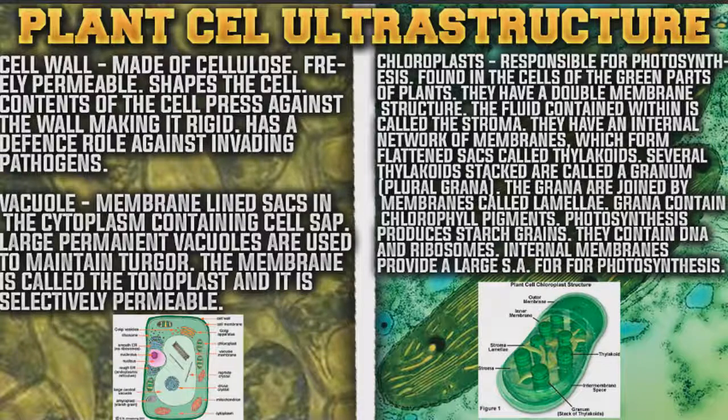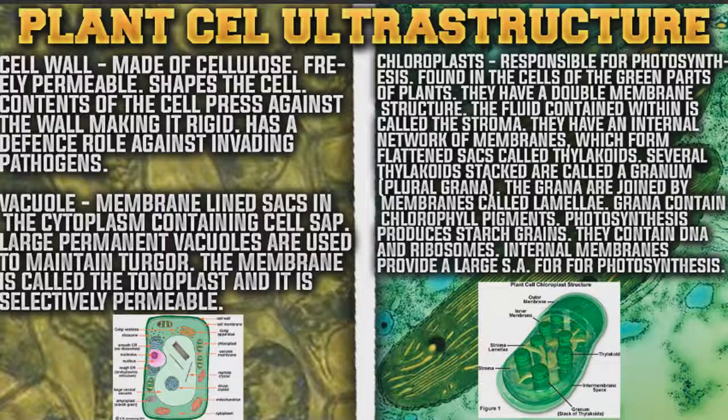Now we're going to look at the vacuole within plants. It's a membrane-lined sac in the cytoplasm containing cell sap. Large permanent vacuoles are used to maintain turgor. The membrane is called the tonoplast and it's selectively permeable. Plants also have chloroplasts. These are responsible for photosynthesis. They're found in the cells of the green parts of plants.